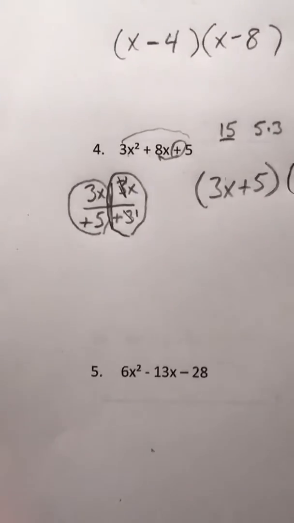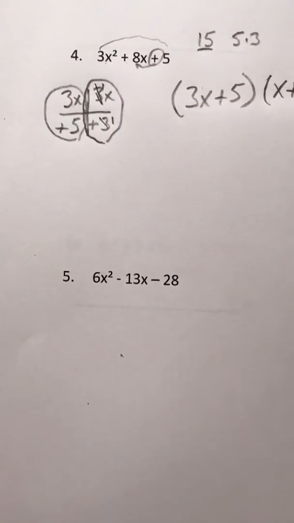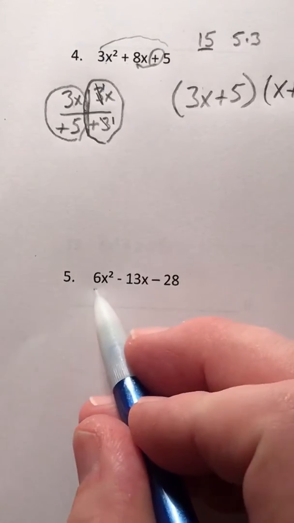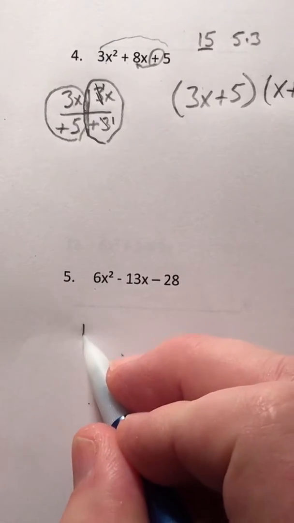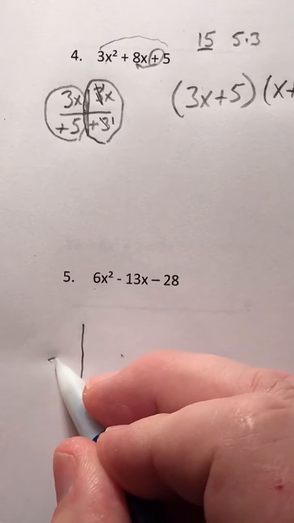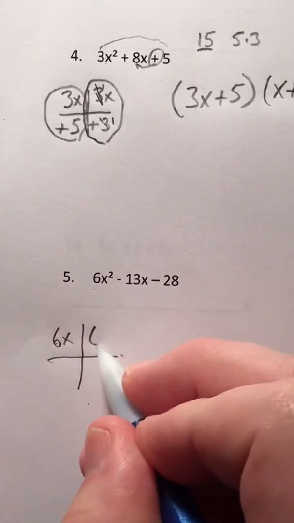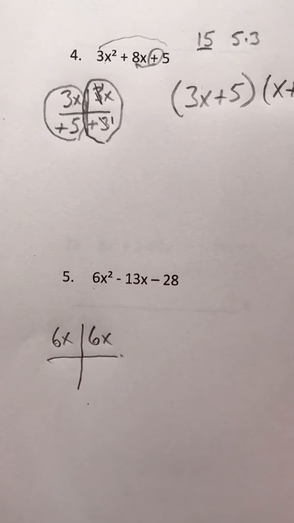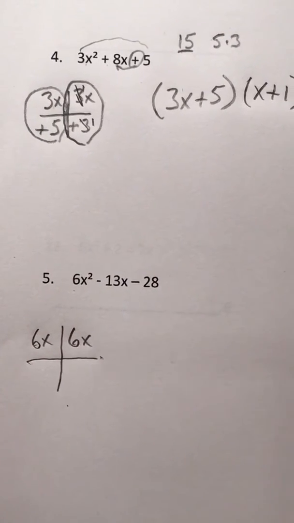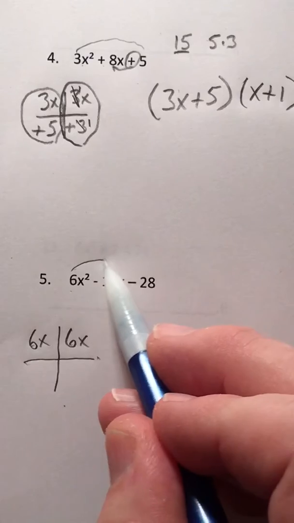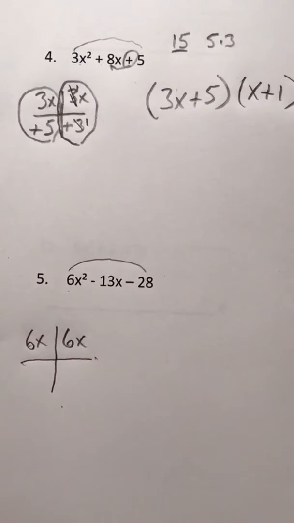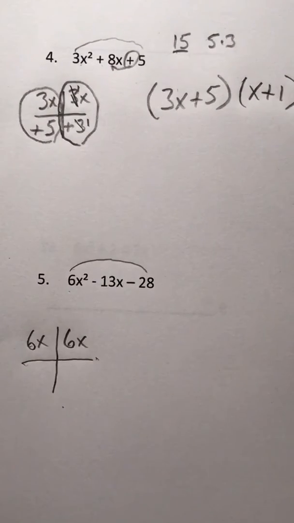All right, number 5. Again, we have a leading coefficient. So now we have to do our box, put a 6x in the top and a 6x in the top. All right, so now we're going to have to do some work with this one. We got to multiply 6 times the 28.